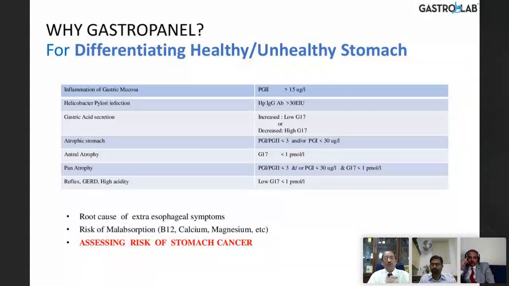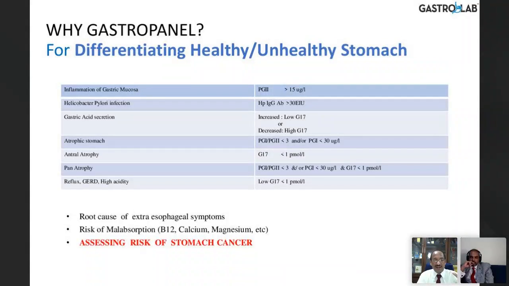So acid can produce so much, even globus hystericus, chronic cough. All this can be manifestations of acid reflux, which can happen in GERD and especially in hyperacidic state. So you can easily assess most of the situation, even extraesophageal symptoms: are they related to the stomach? That can be ascertained.